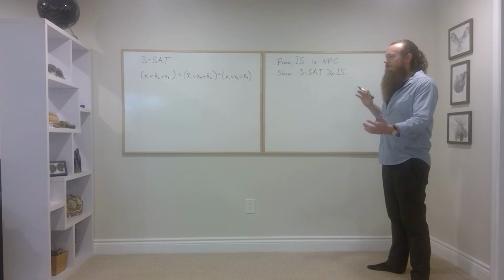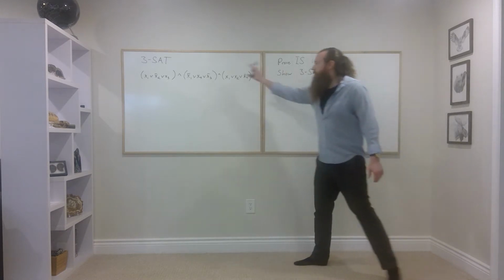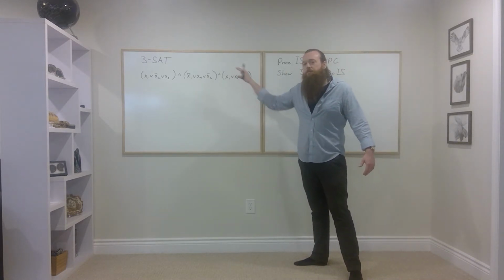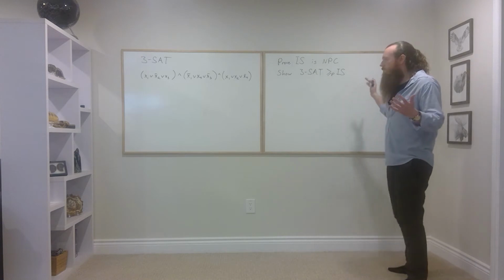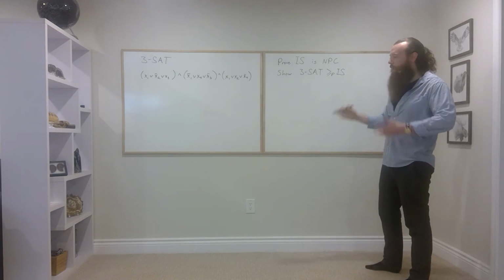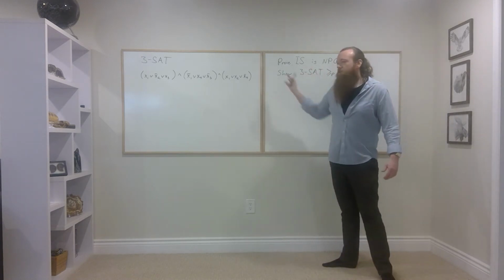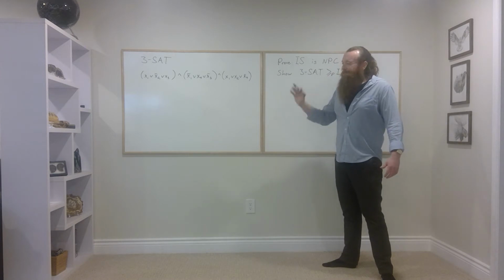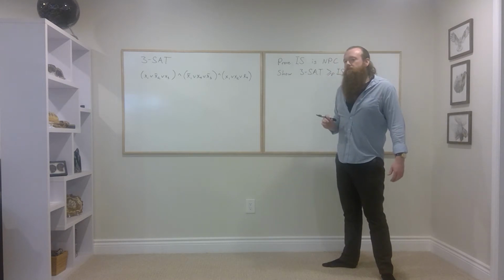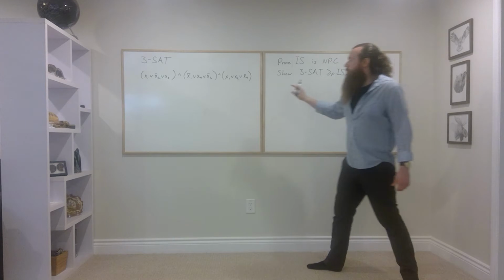Because you look over here, this is a logic problem. This is a Boolean expression. Independent set, is it a Boolean expression? Not at all. It's a graphing problem. So how are we going to relate a Boolean expression to a graph? Well, it's one of the things where it's just going to be a little bit easier to show you.